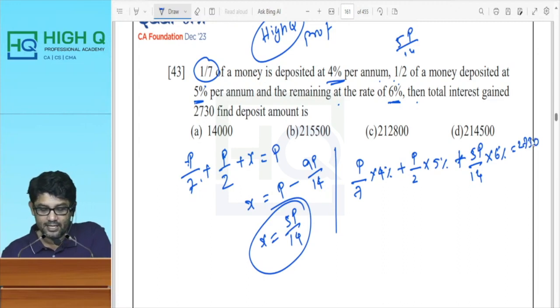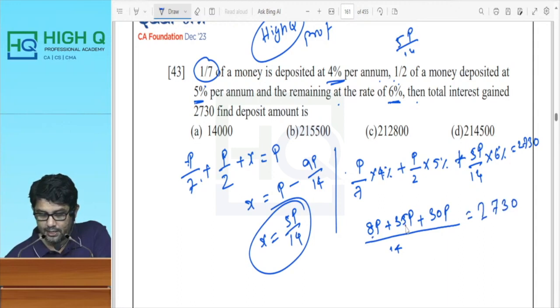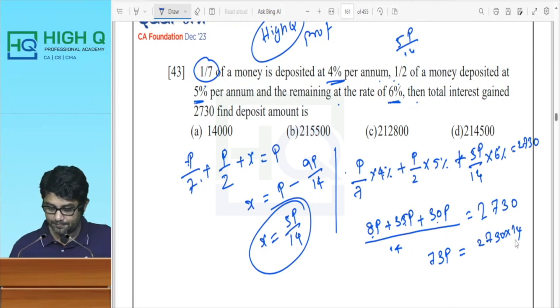Now everywhere percentage get cancelled. Am I right, my dear? Remove that percentage. Take LCM as 14. So here it will come. Numerator will multiply by 2. 2 4s are 8. 8p plus 7 5s are 35. 35p plus 30p is equal to 2730. 8 plus 35, 43. 43 plus 30 is what? 73p is equal to 2730 into 14. Tell me what you are getting, principal.